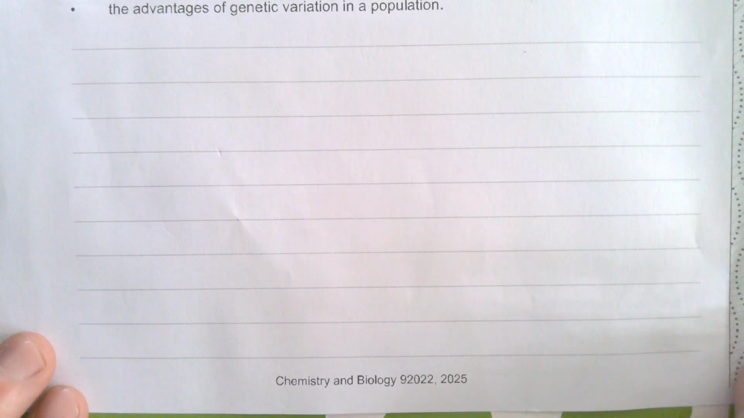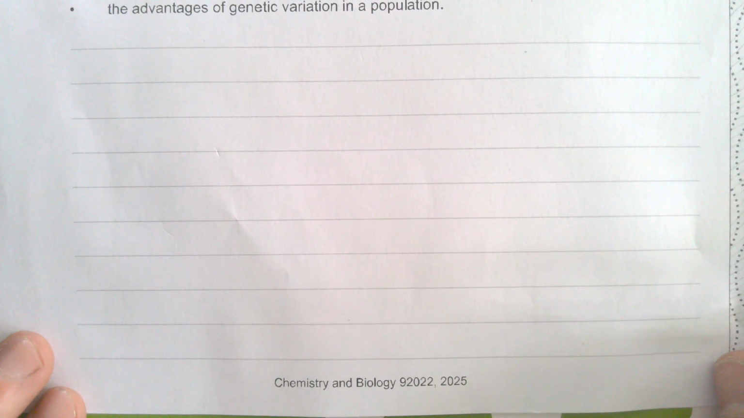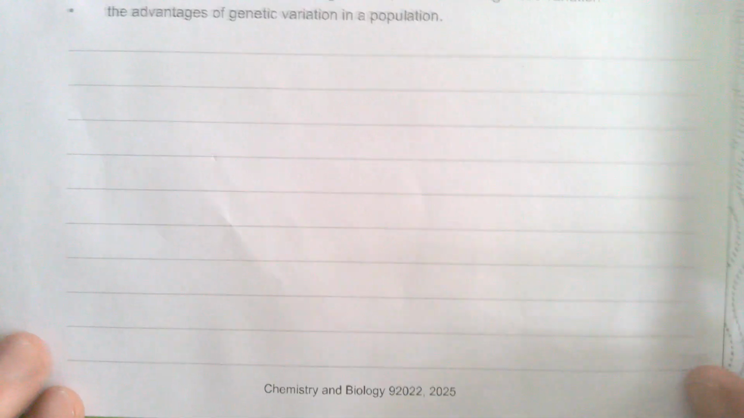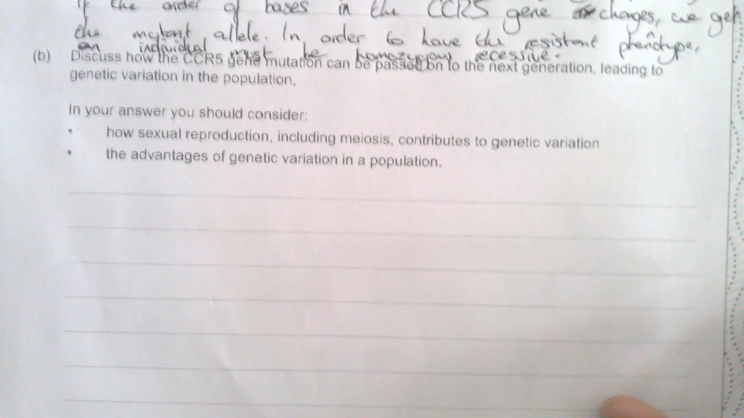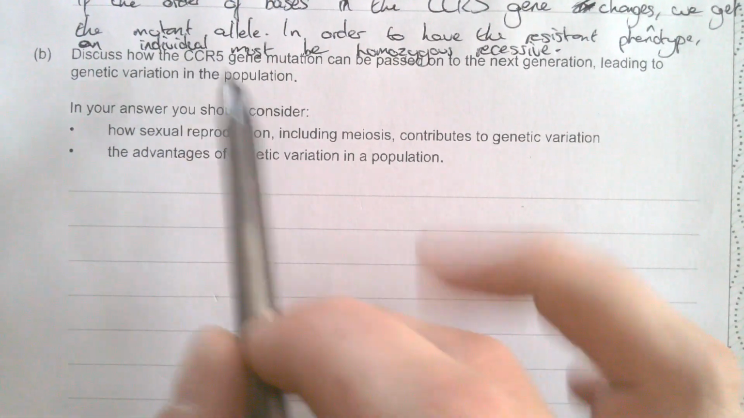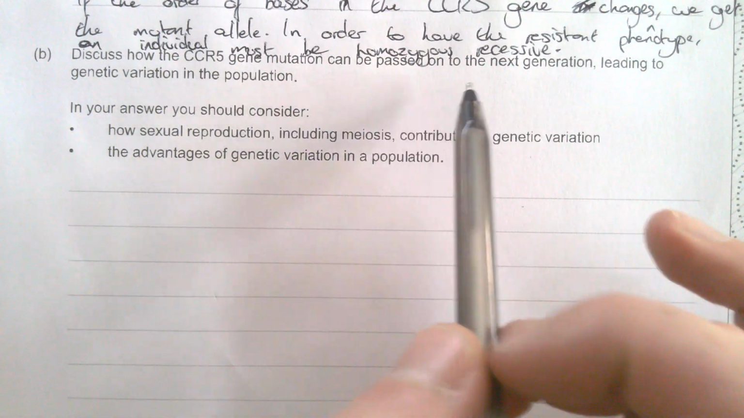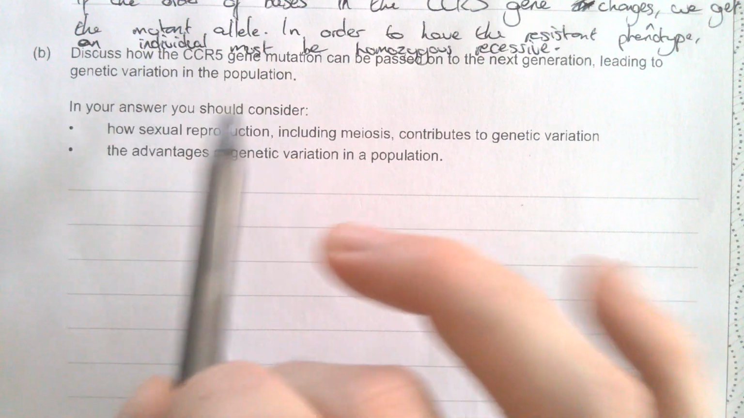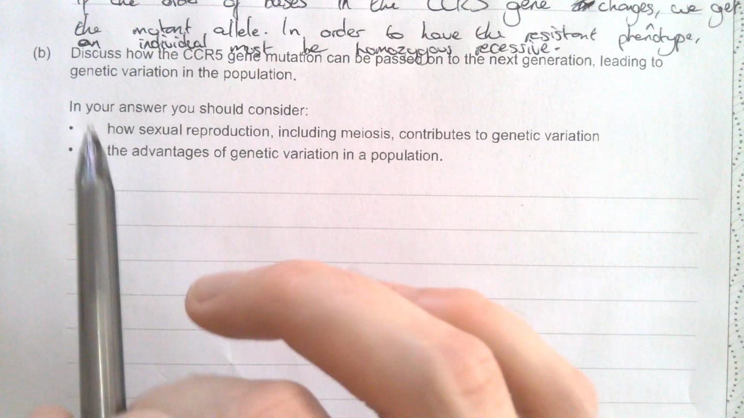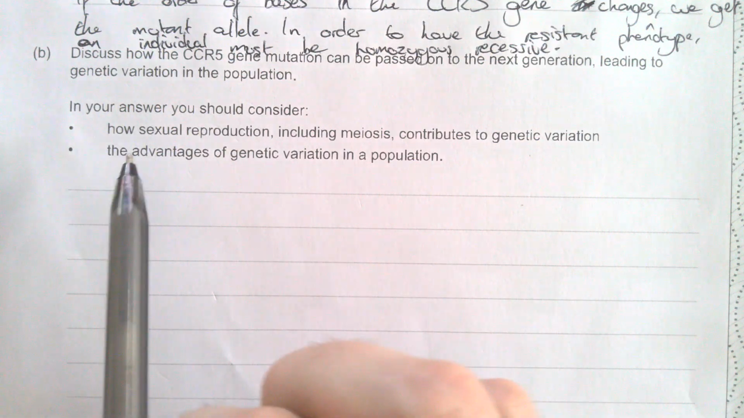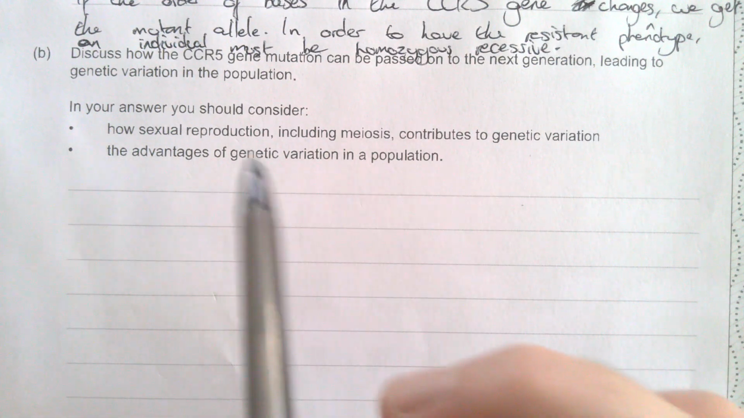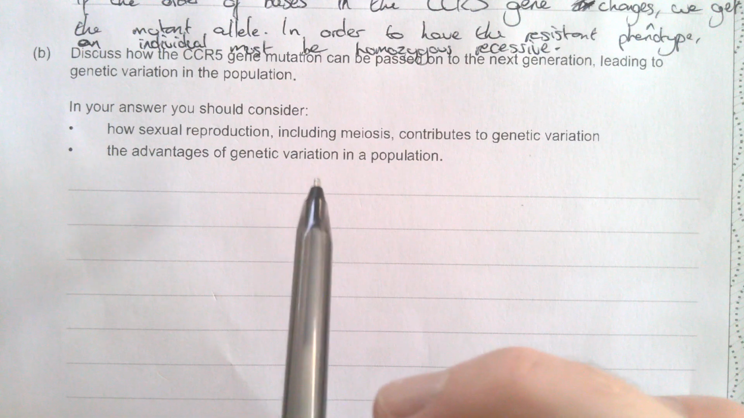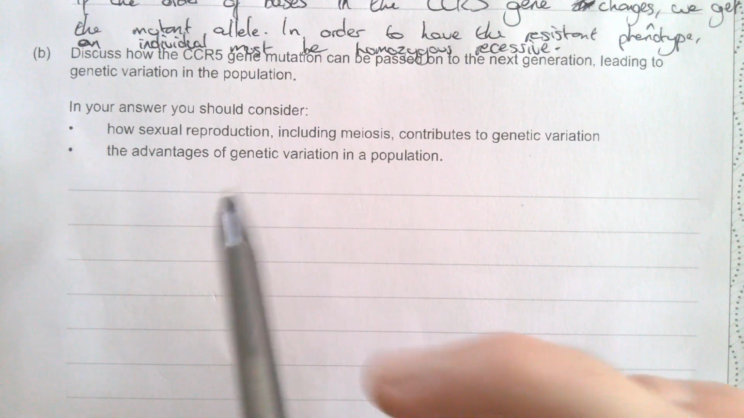Now, for part B, again, we have not a lot of space. This is supposedly where you can earn all your excellence points, so I may have to start using this book in a sec. But we'll see how we get on. So we are discussing how the CCR5 gene mutation can be passed on to the next generation, leading to genetic variation in a population. In your answer, you should consider how sexual reproduction, including meiosis, contributes to genetic variation, and the advantages of genetic variation in a population.